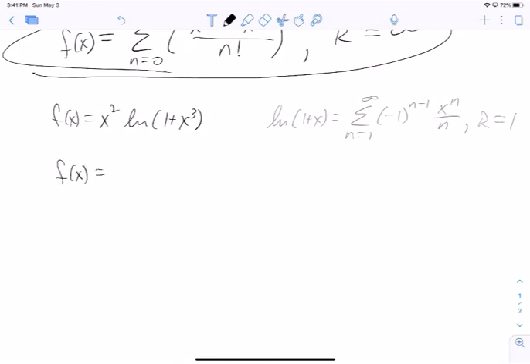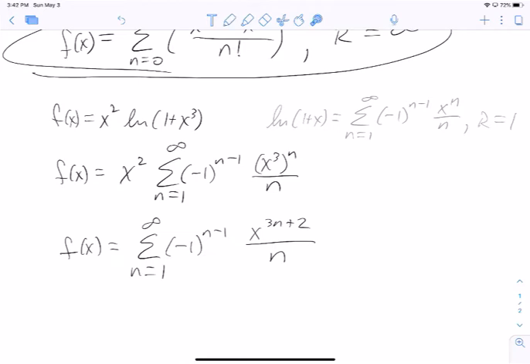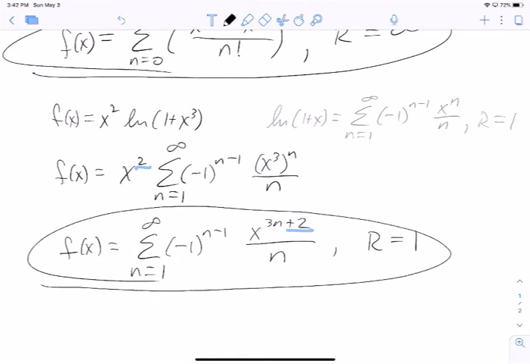So our function f of x is going to equal x squared times the sum as n goes from 1 to infinity of negative 1 to the n minus 1 times x cubed to the n over n. Simplifying gives us the sum as n goes from 1 to infinity of negative 1 to the n minus 1 x to the 3n plus 2 over n. The 3n, of course, comes from x cubed to the n, and then the exponent of 2 on the outside factor just gets combined as an expression with a common base. Again, nothing we did changed the radius. You could verify this using the ratio test, and the radius is 1.